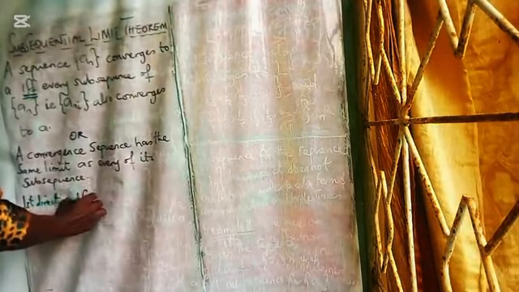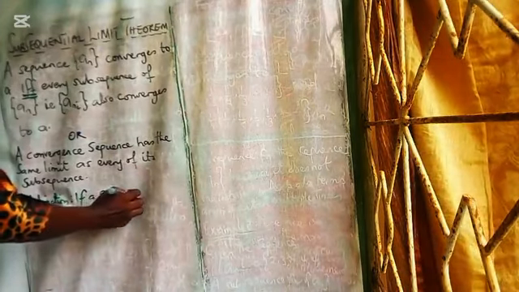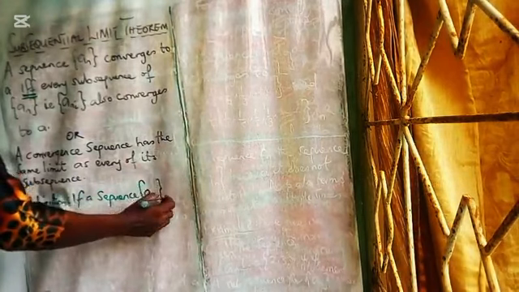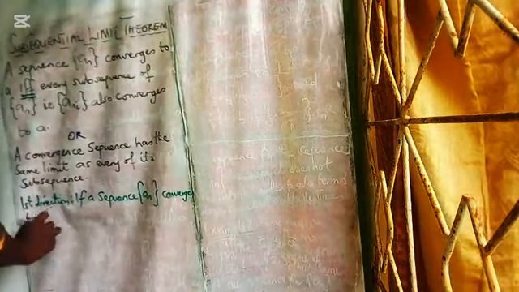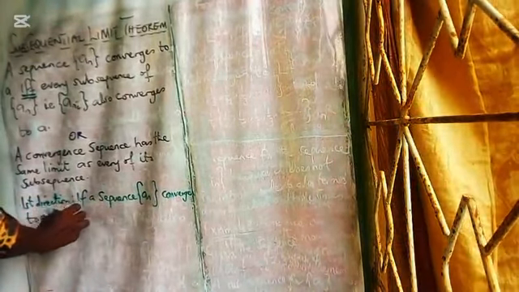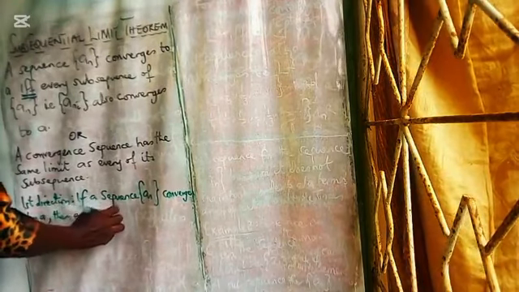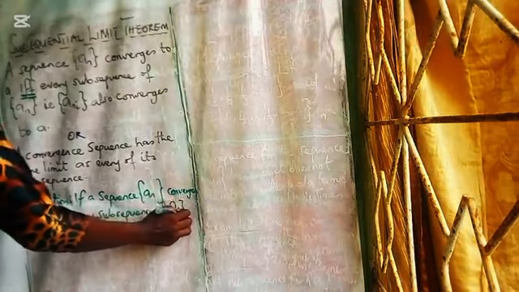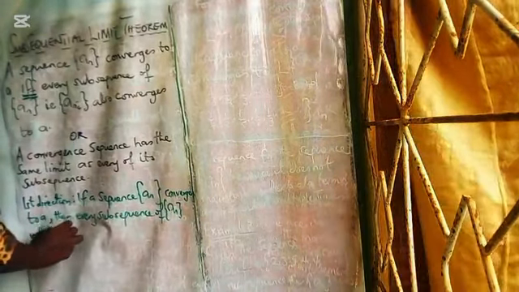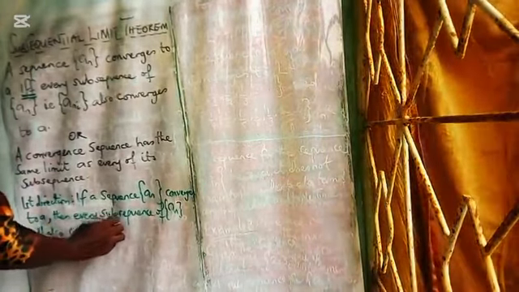The first direction of the proof is to show that if a sequence A sub n converges to A, then every subsequence of A sub n will also converge to A. That will be the first direction of the proof.